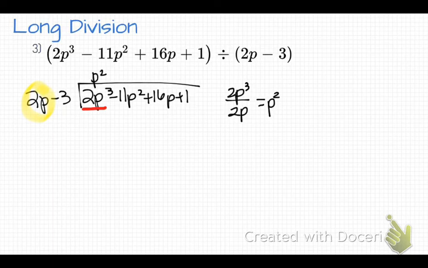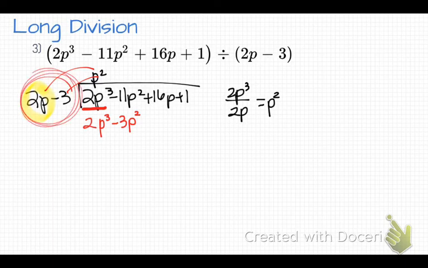So if I multiply it through, I have 2p cubed, and this is where I saw a ton of mistakes. Negative 3 times p squared is negative 3p squared. A lot of you were doing 3 times 2p and getting 6. You don't multiply these together. You multiply that together. Does that make sense? If you made that mistake, please fix it.